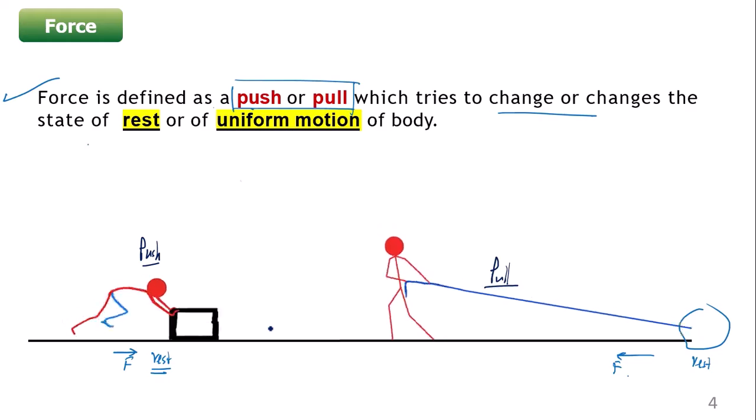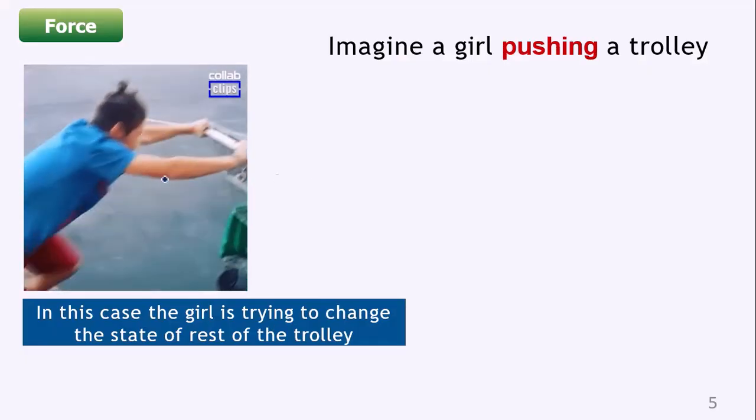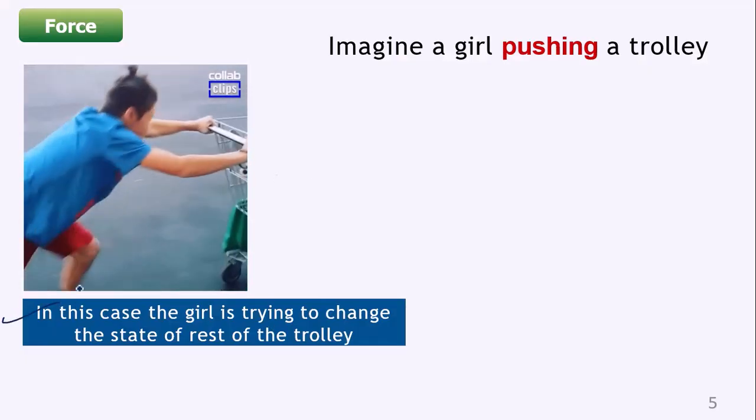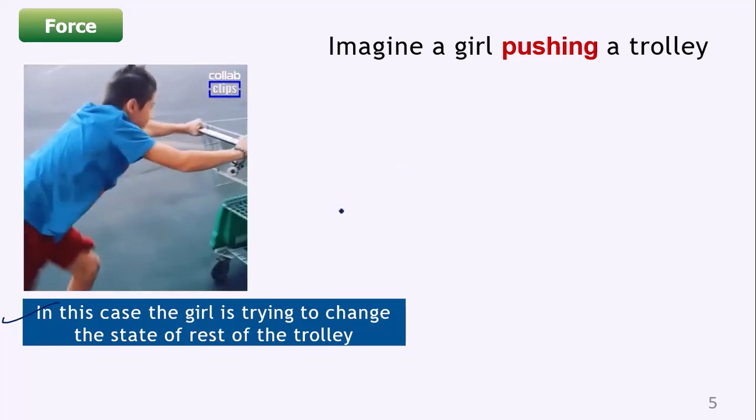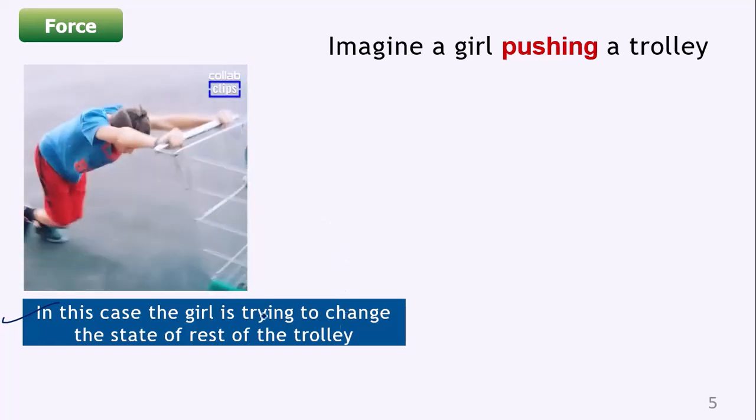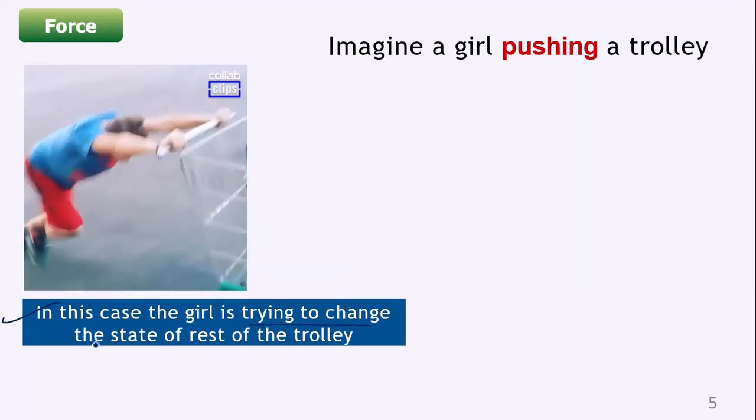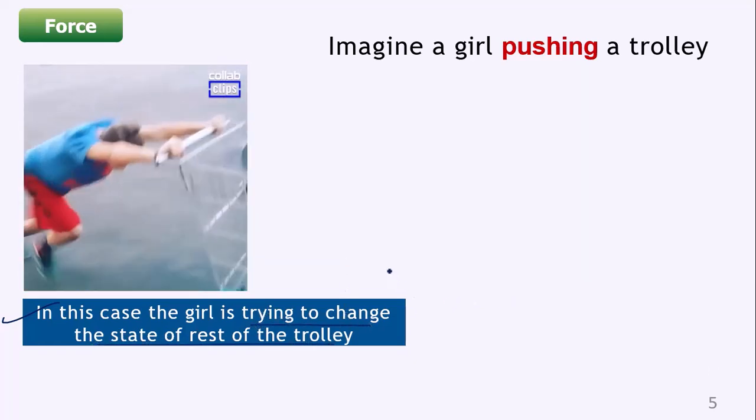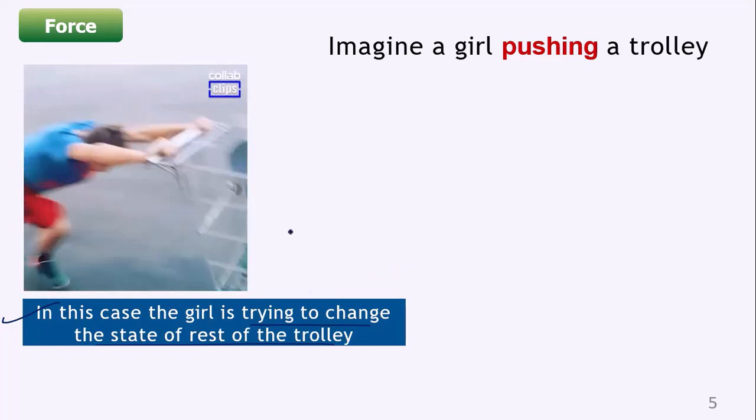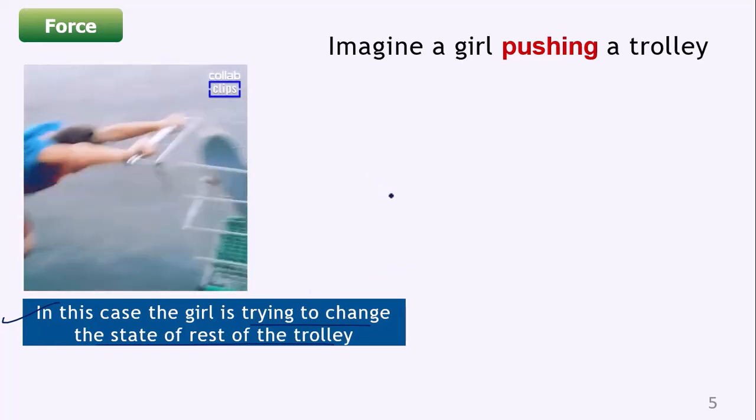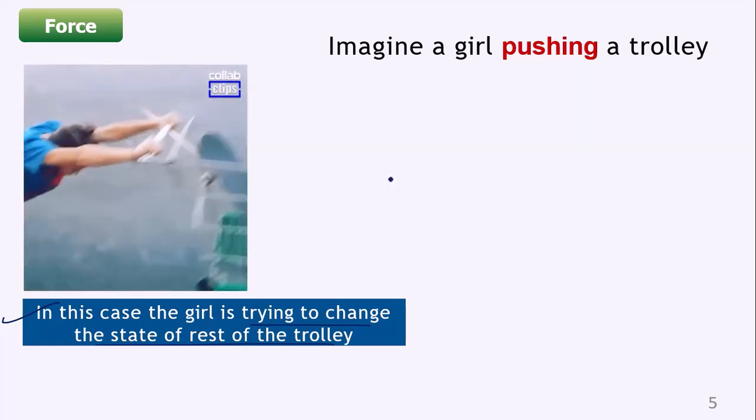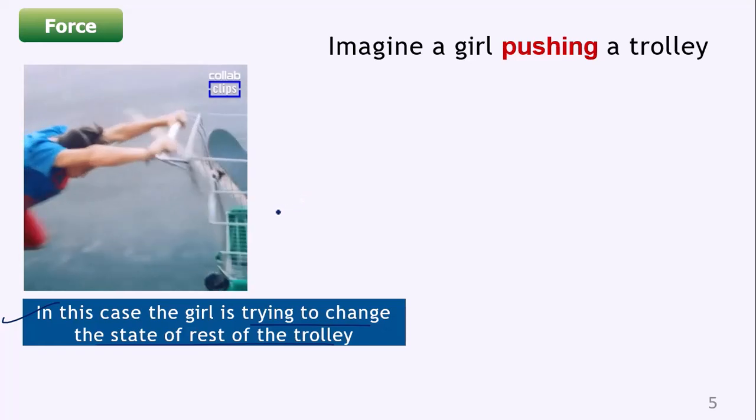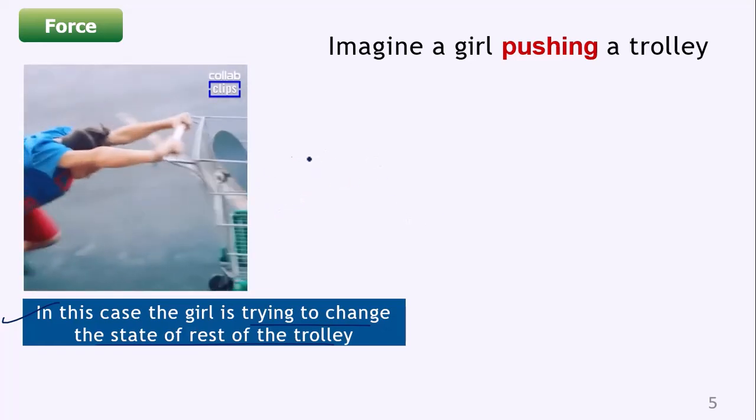Initially the particle is at rest and we apply a force. So whenever the guard is applying the force, he is applying a pushing type of force, because with the pushing force he is trying to change the state of rest of the trolley. Initially, the trolley is at the state of rest. Whenever I apply a force, because of that force, the trolley is in a moving condition. That means the state has been changed by applying the force.